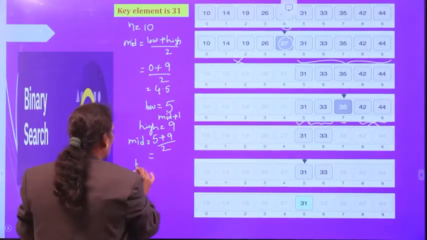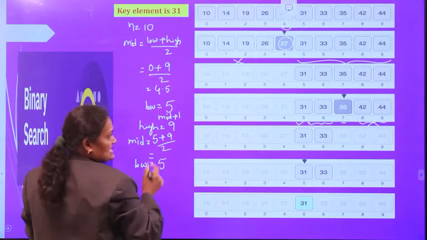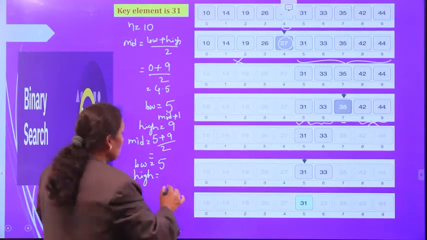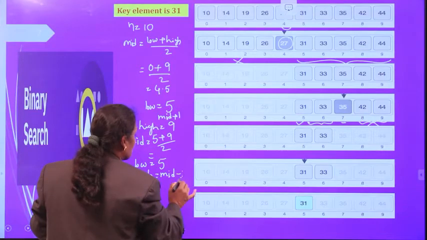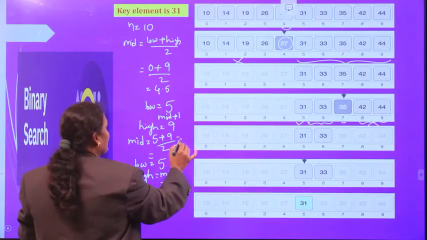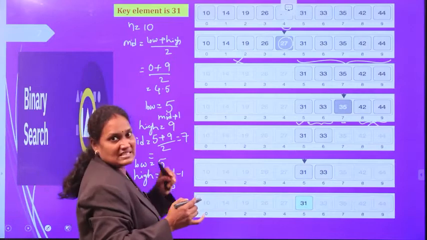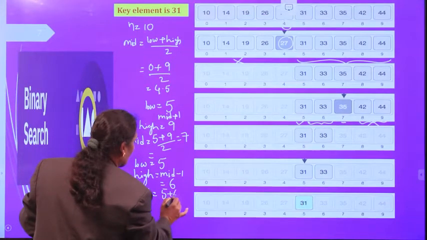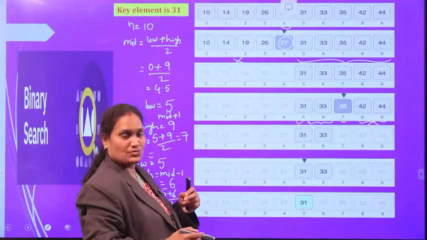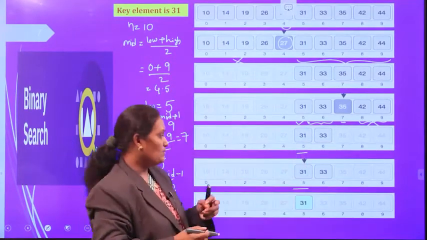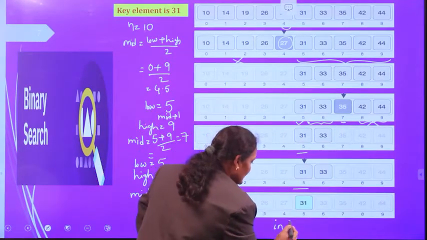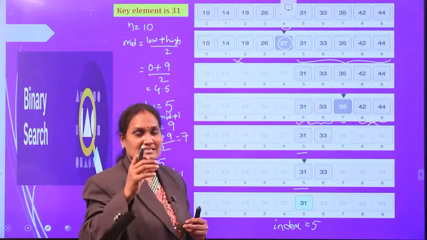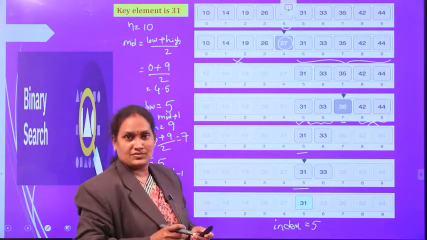In this case, the low value is not changed, which is 5, but the high value is changed to mid minus 1, which is nothing but 6. Here we got mid value as 7. It becomes 6. Now again I am going to find the mid value. Mid is equal to 5 plus 6 by 2, which gives 5. Both are equal. Now we need to return the index 5. So here the search element is found at the 5th index.